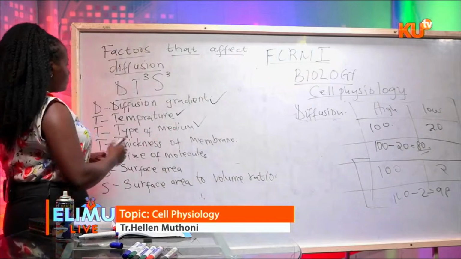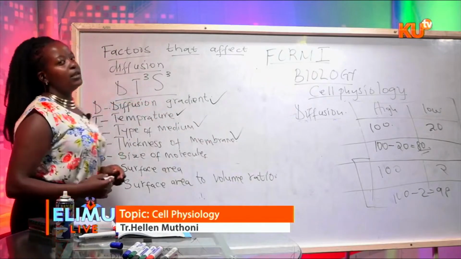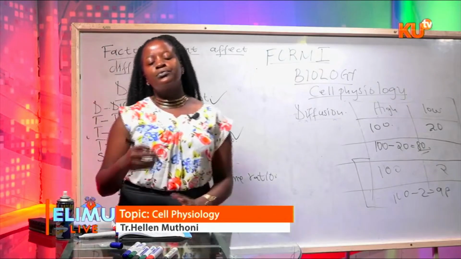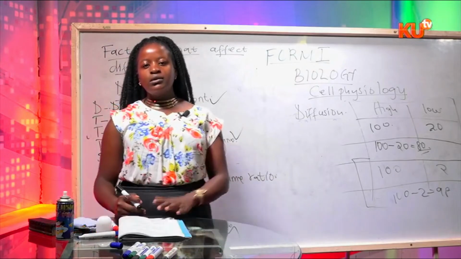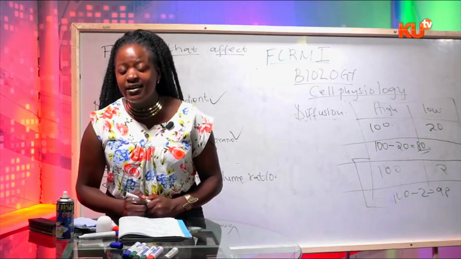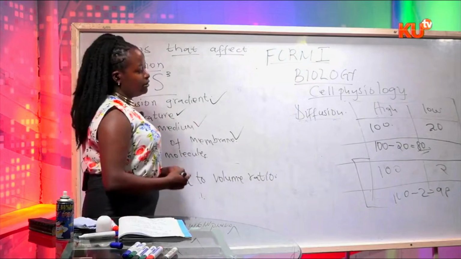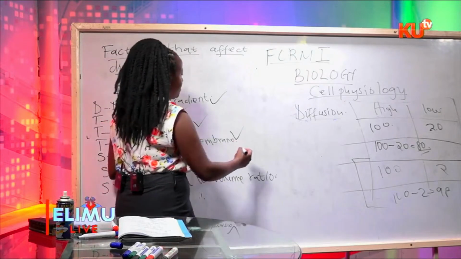The other one is thickness of membrane. Now a membrane, for example, a cell membrane, as we looked at when we were beginning, can either be thick or thin. So we're going to draw two membranes. The first one will be a thick membrane.